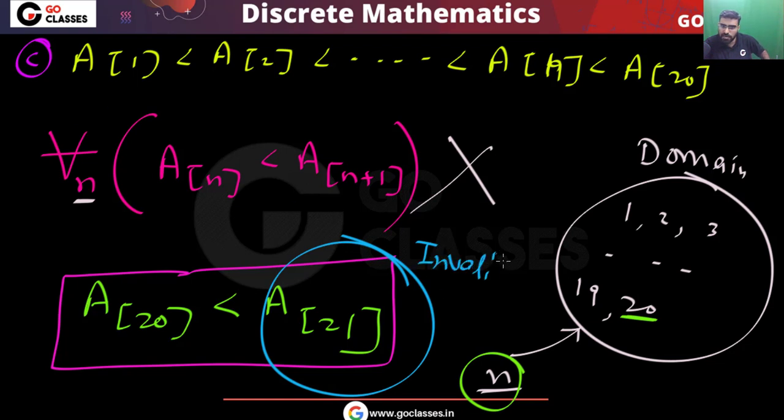Very simple. Remember, when you write like this, for every n, you are saying that an is less than the next one, an is less than an plus 1. Then what is the problem here? The problem is that you are saying for all n, meaning for every element in the domain, and in the domain we have 20 also. So you are saying a20 is less than a21. But you can notice this a21 is invalid.